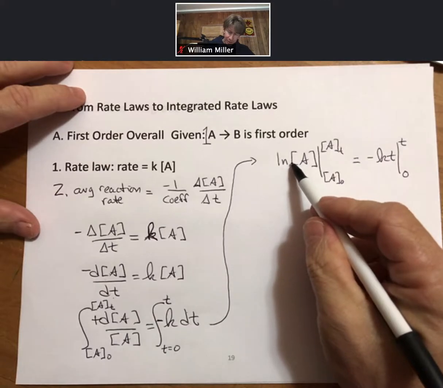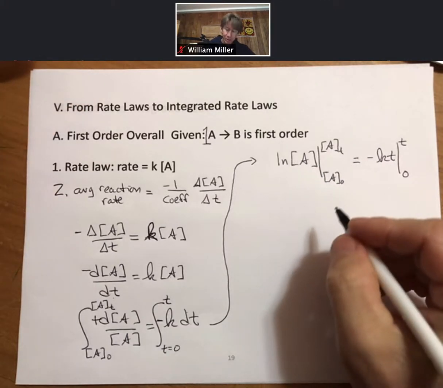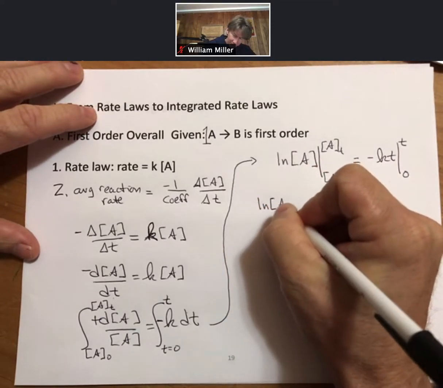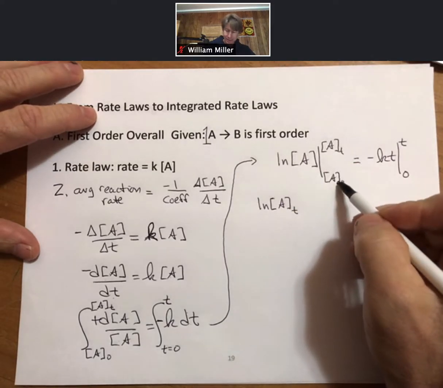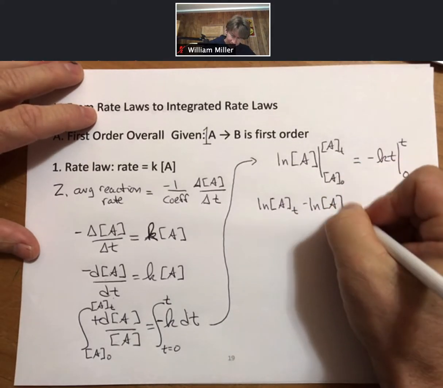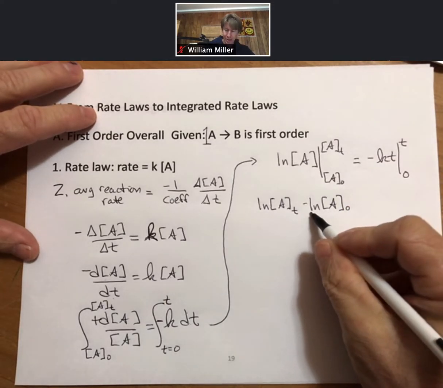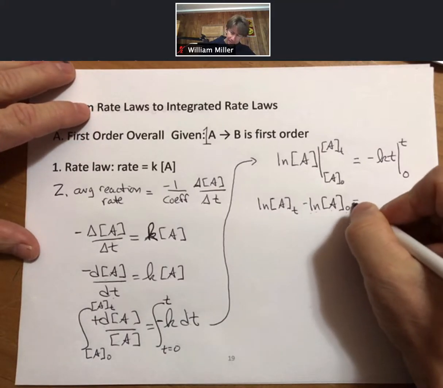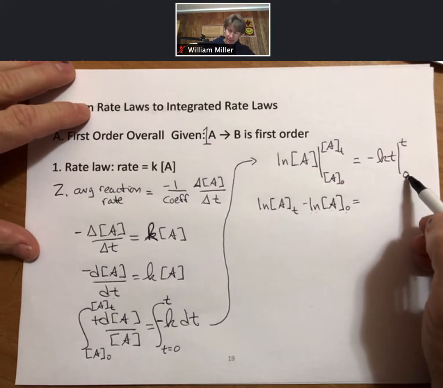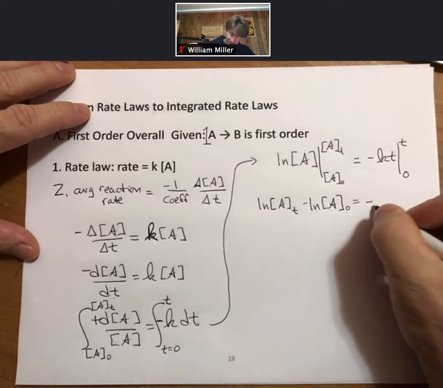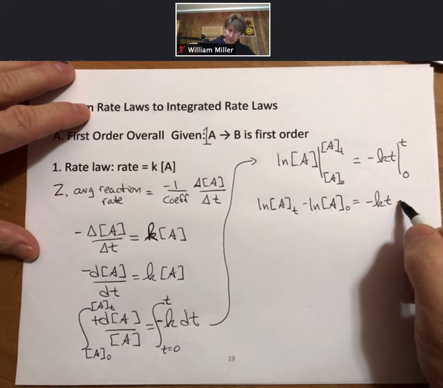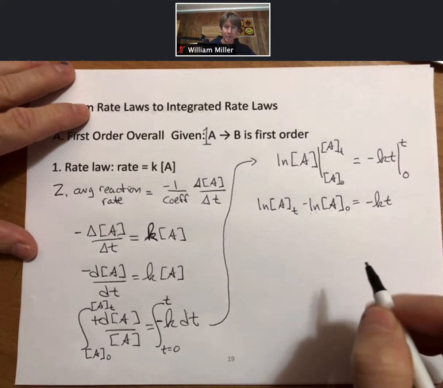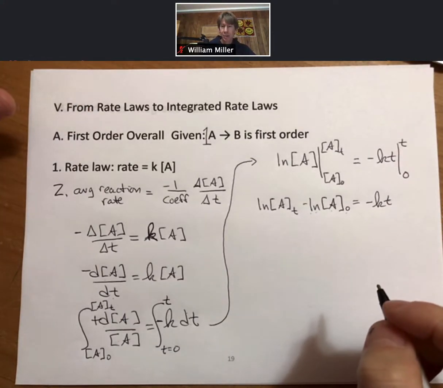Now we will do a definite integral here. That's what we're doing. We're going to look at these limits. It's going to be the natural logarithm of A at time t, minus the natural logarithm of the concentration of A at time equals 0, equals, well, this term is going to be minus kt, and then it's going to be minus a negative k times 0, but t equals 0, so that second term cancels out. And believe it or not, we're getting close.